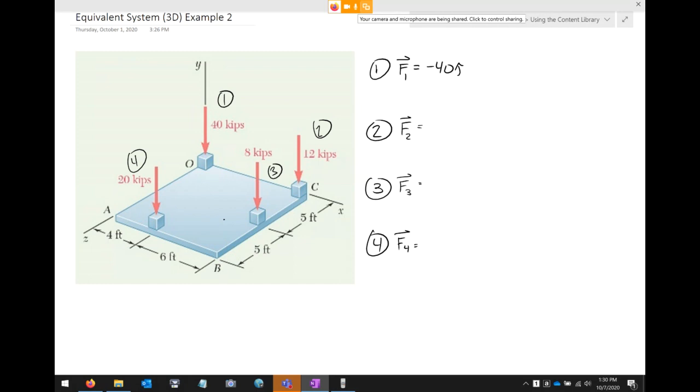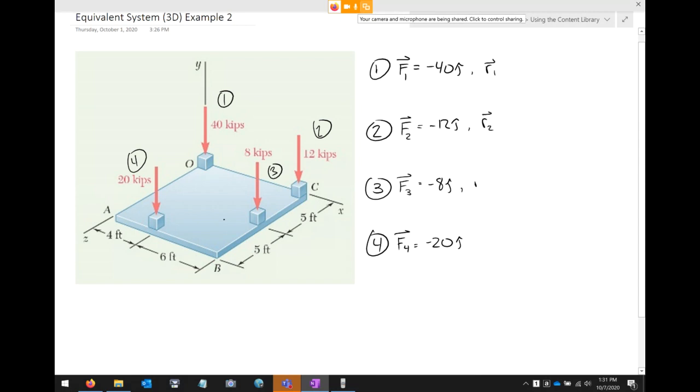There you go, right? So this one's going to be negative 12J. This one's going to be negative 8J. This one's going to be negative 20J. So it's going to make our resultant pretty easy. In fact, we could do that probably right now, but I'll hold off and try and make it a bit more systematic.